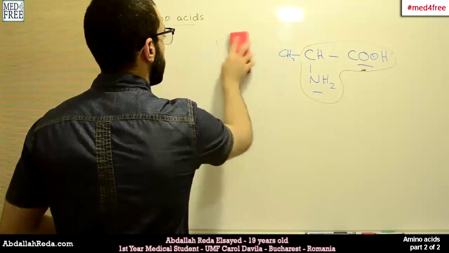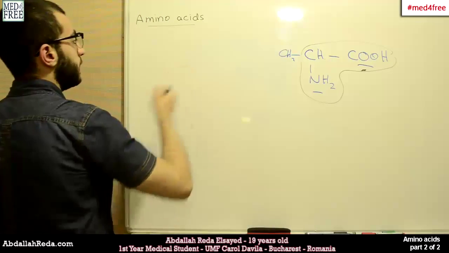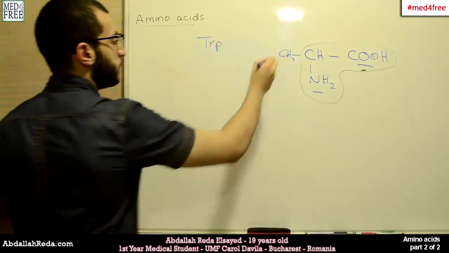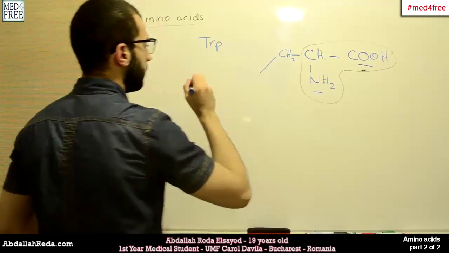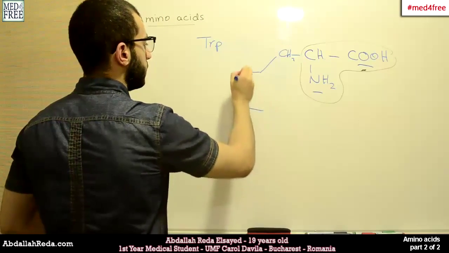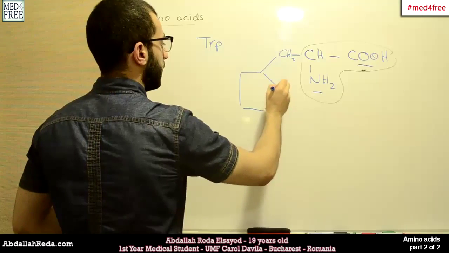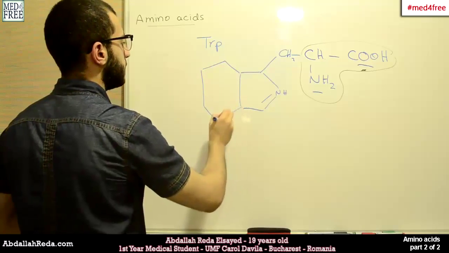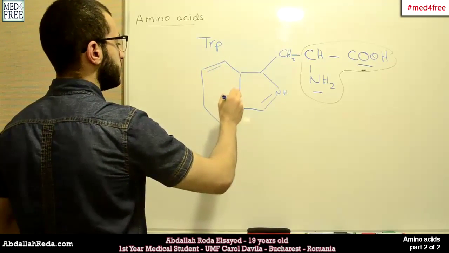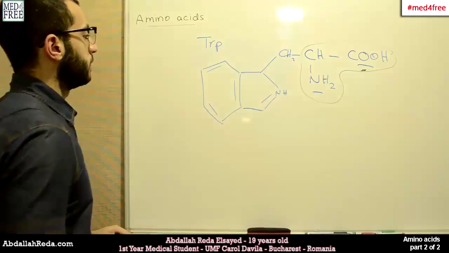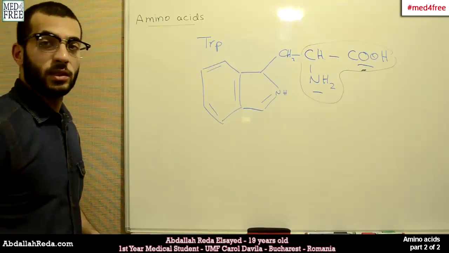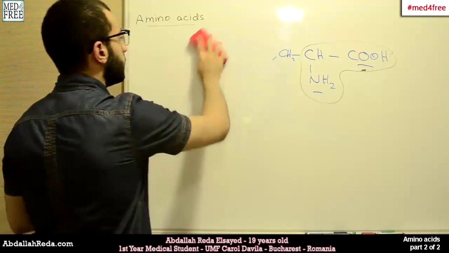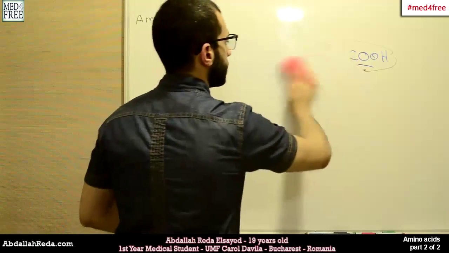The next amino acid is called tryptophan and it's abbreviated to TRP, tryptophan. And this one will have 2 ring structures. One of them is a 5-ring structure, like that. And we have a 6-ring structure. We have a benzene ring. So this is tryptophan. So these are amino acids with ring structures.